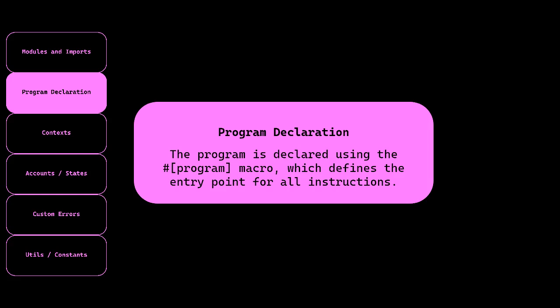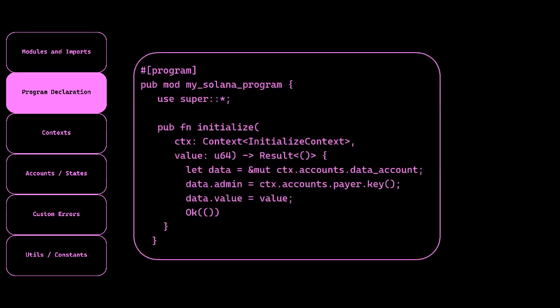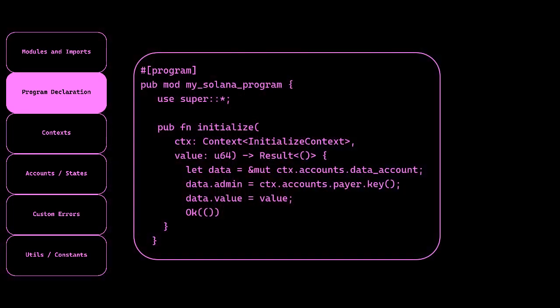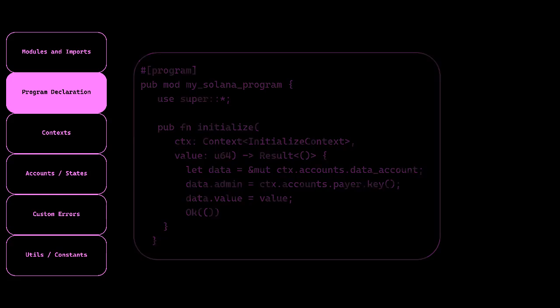In Anchor, the main logic goes inside a program module, which defines all the instructions that the program can handle. Each instruction is a separate function with a clear purpose. We have the initialize instruction as the example. But for instance, if you're building a staking program, you might have stake and unstake functions here. Anchor automatically validates the accounts passed to these functions based on your definitions, making it very secure and straightforward.